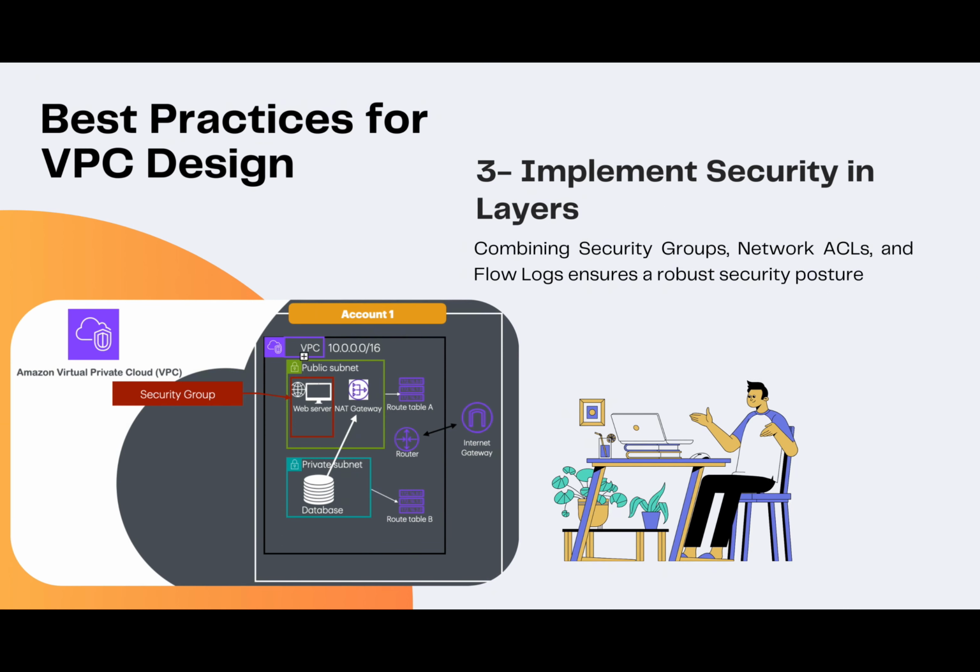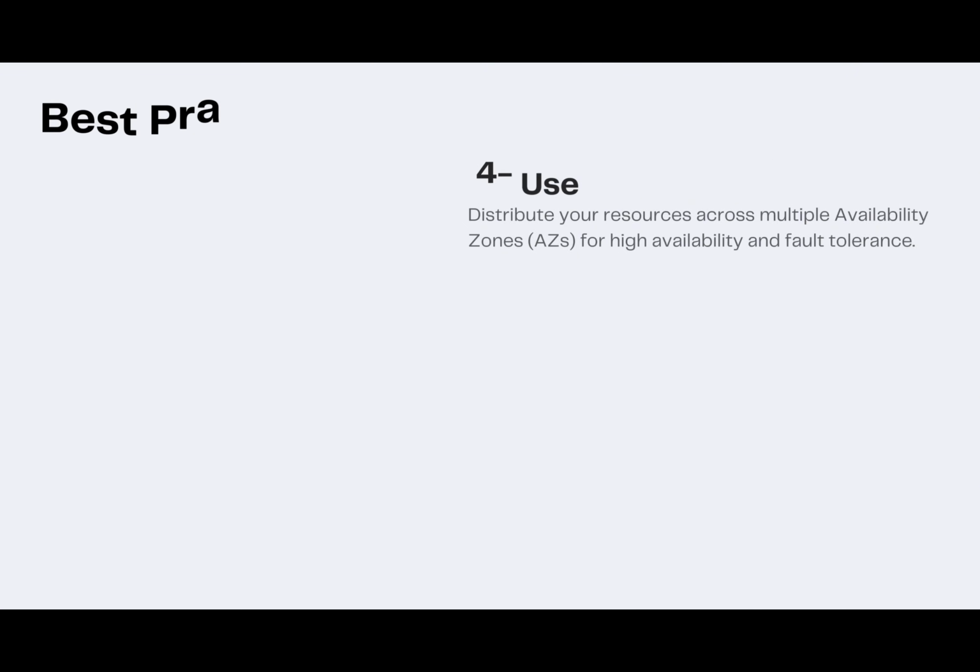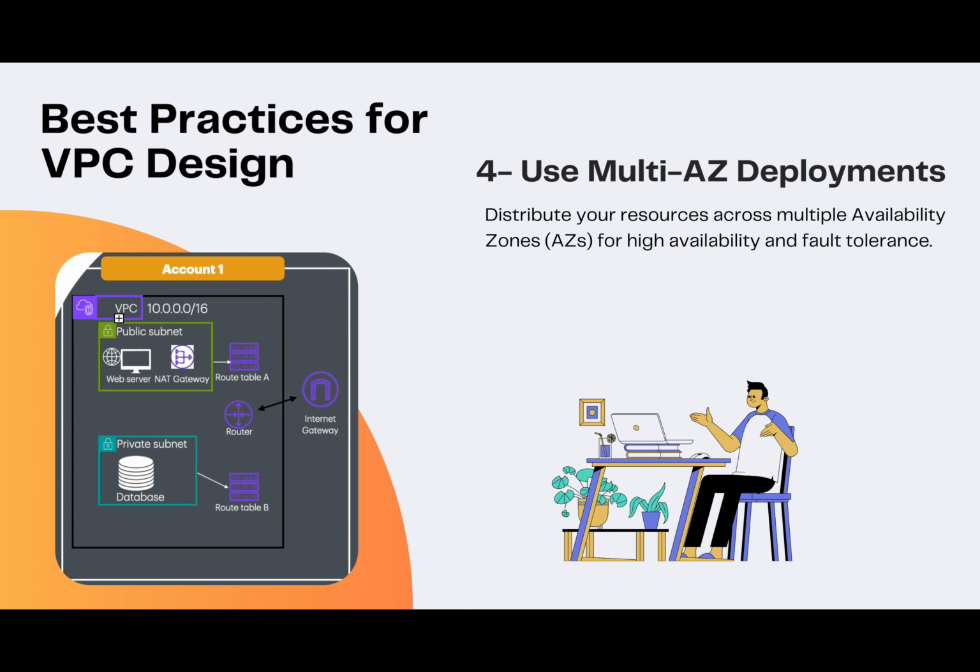3. Implement security in layers. Combining security groups, network ACLs, and flow logs ensures a robust security posture. AWS emphasizes the importance of implementing defense in depth, where multiple security controls are layered to protect your resources from different types of threats. 4. Use multi-AZ deployments. Distribute your resources across multiple availability zones, AZs, for high availability and fault tolerance. AWS strongly recommends multi-AZ deployments for critical applications to ensure continuity in case of an AZ failure.